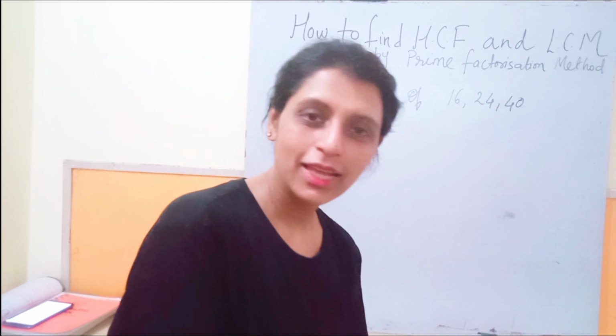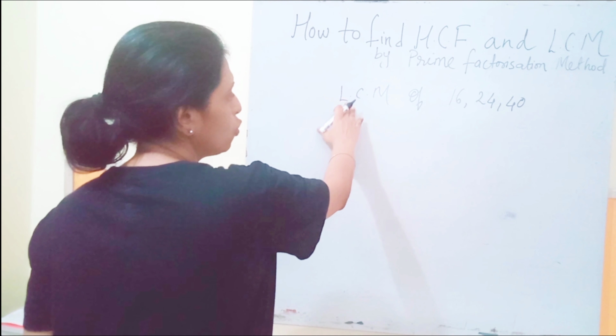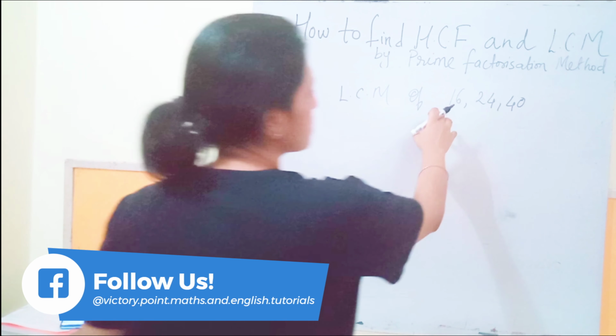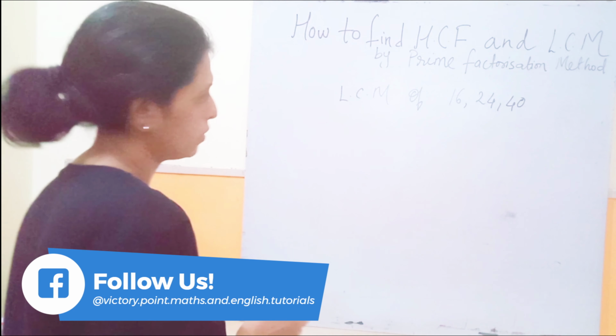Hello dear children. If you are following my videos, then in my last video I told you how to find the HCF by prime factorization method. Now in this video I am going to tell you how to find the LCM by the method of prime factorization. So we have to find the lowest common multiple, LCM, of 16, 24 and 40 by prime factorization method.